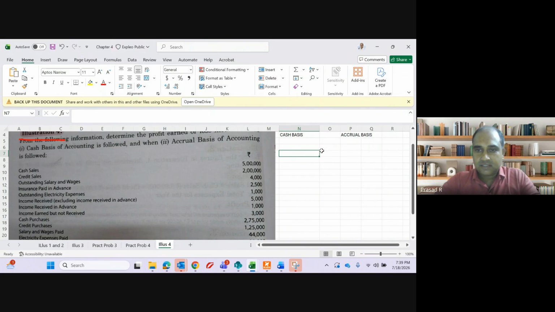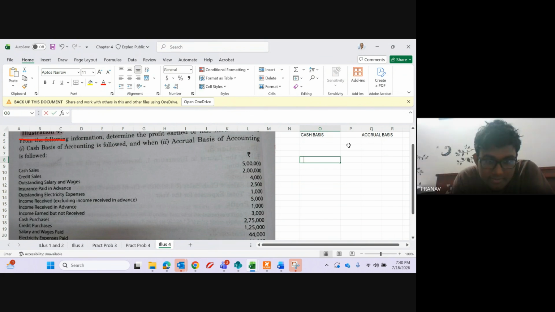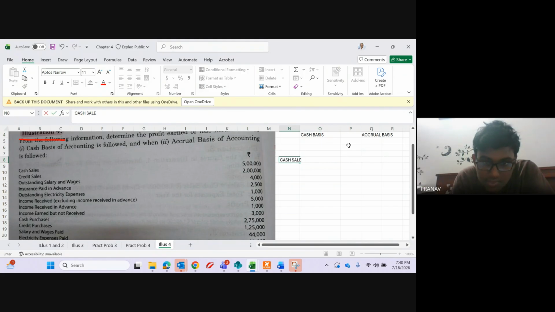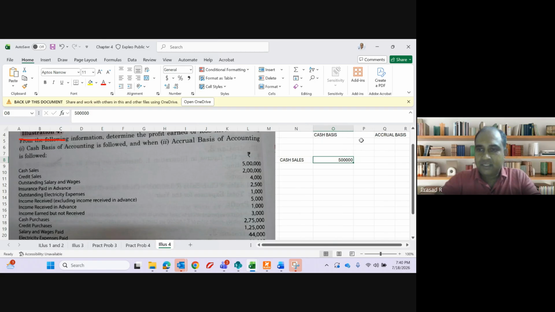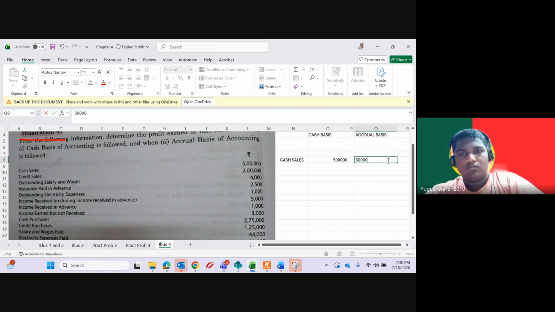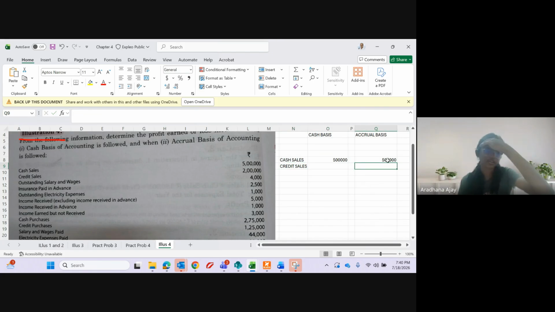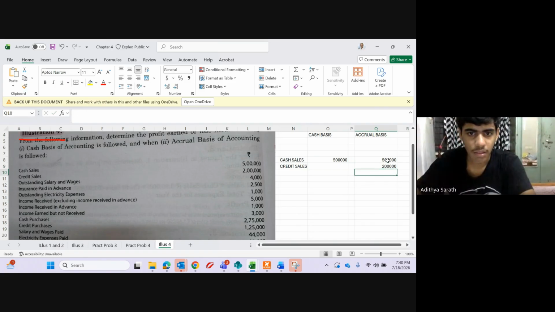Cash sales. Cash sales will come under where? Cash basis. And also under accrual, right? Cash sales will come under cash basis. Is my full screen visible to you guys? Yes, sir. Okay, cash sales will come under cash and also accrual. Credit sales: only in accrual.